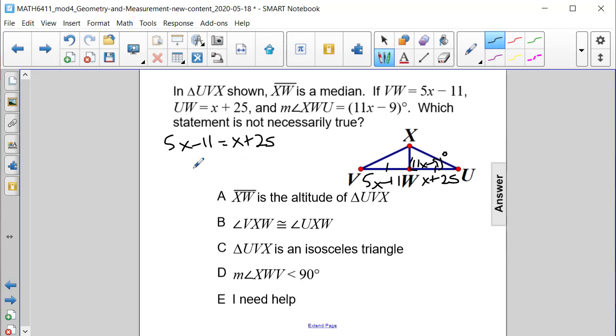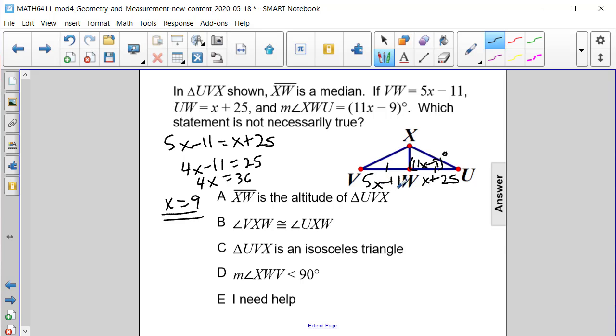I can subtract x from both sides and get 4x minus 11 is equal to 25, and then I can add 11 to both sides and get that 4x is equal to 36, and then if I divide both sides by 4, I get that x is equal to 9.